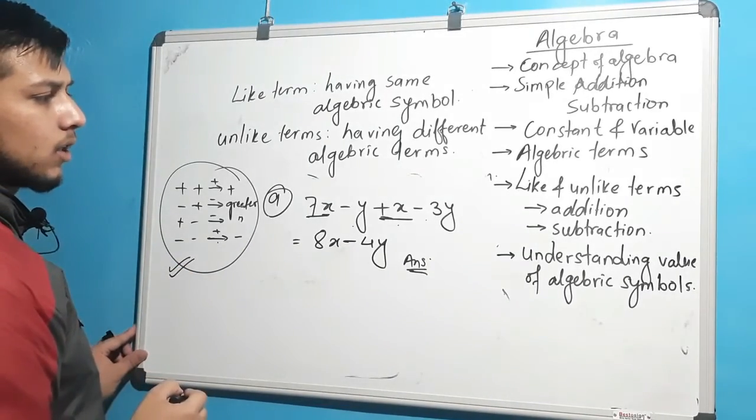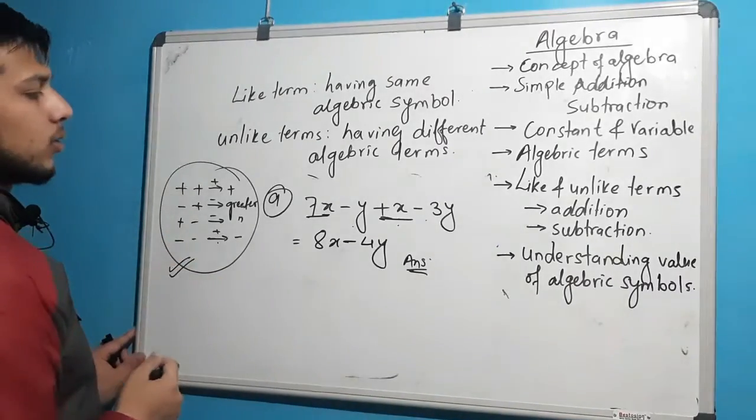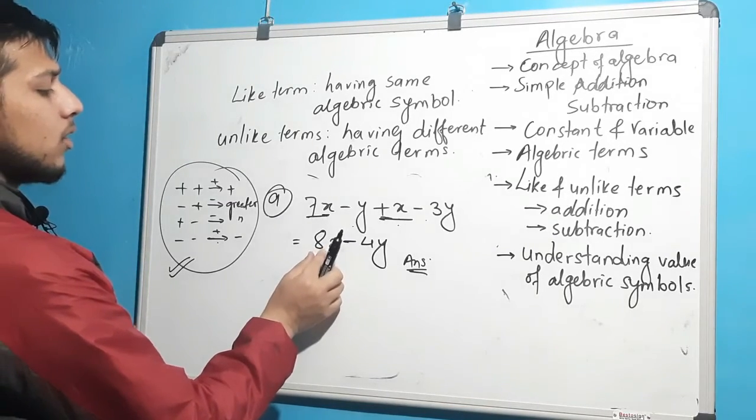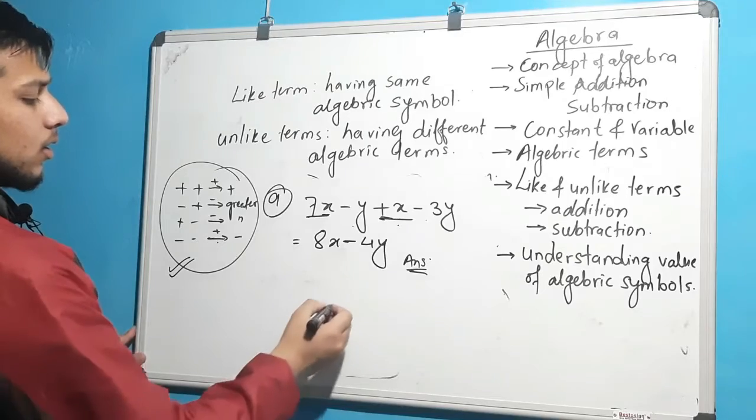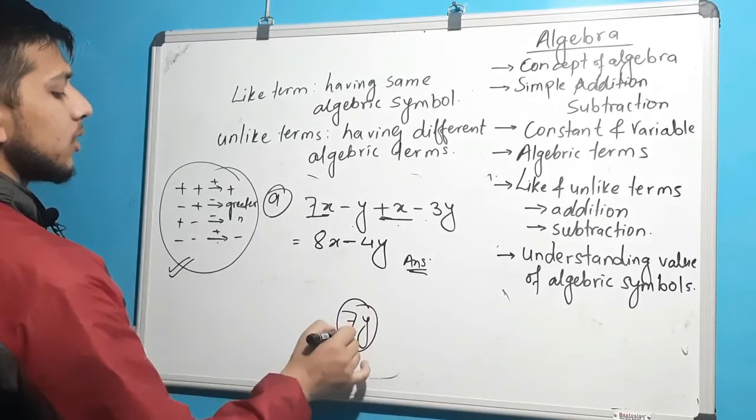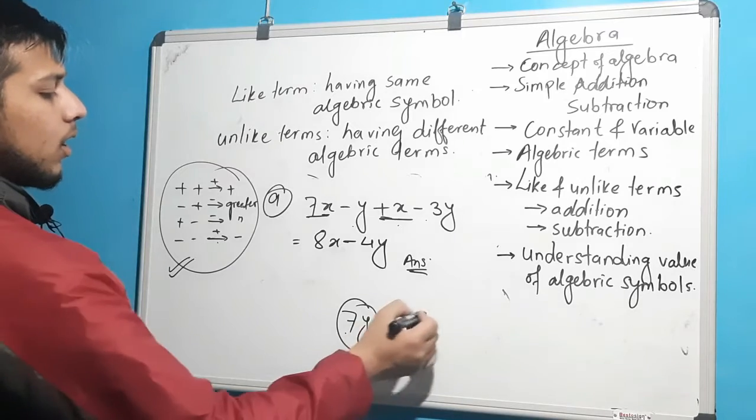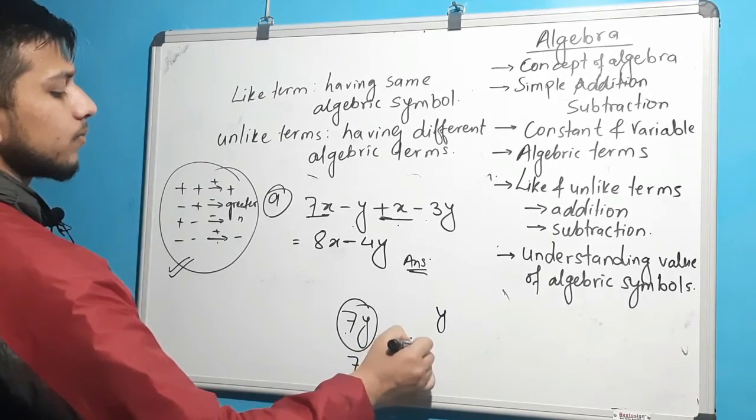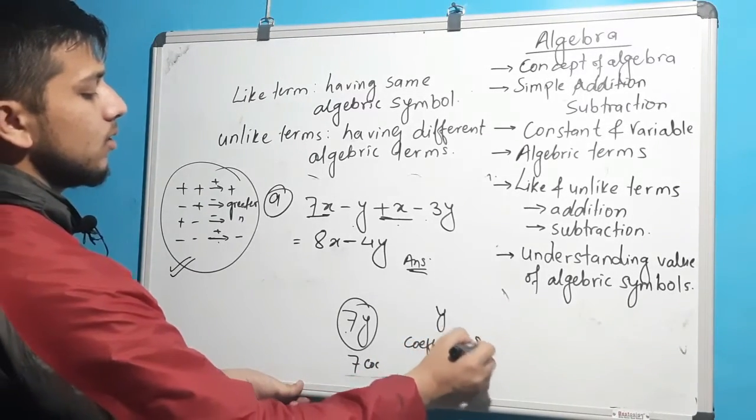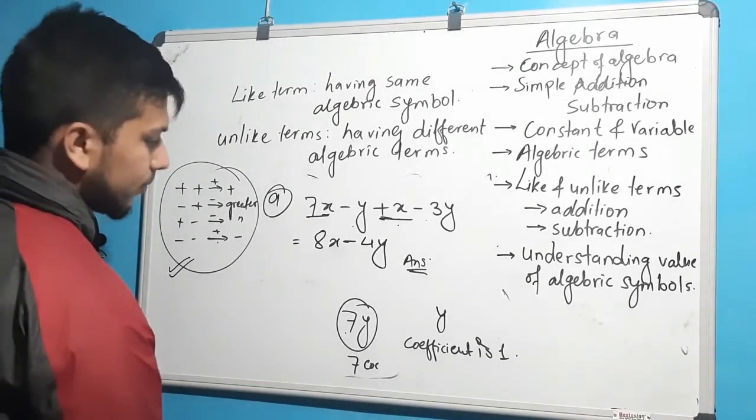Already in arithmetic also we have discussed this. This is similar to here. This is the coefficient. Kune euta algebraic term chha bhane tesko symbol ko agadi aune number ke huncha ta coefficient huncha. Here 7 is the coefficient, the coefficient is 7. And y only there is 1. You should do this.